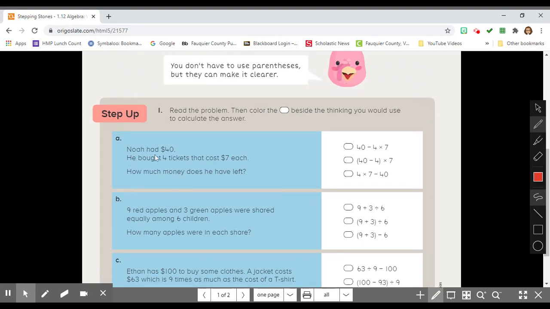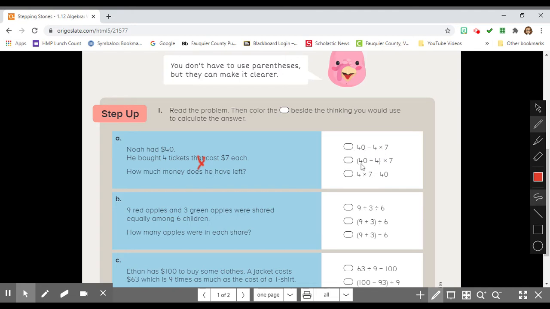So Noah had $40. He bought 4 tickets that cost $7 each. And then how much money does he have left? So Noah had $40. They all say 40, right? But he bought 4 tickets that cost $7 each. That's telling me there's a multiplication somewhere. And then we're taking away from $40. So 4 times 7 is being taken away from 40. So I see a 4 times 7 being taken away from 40 right here.